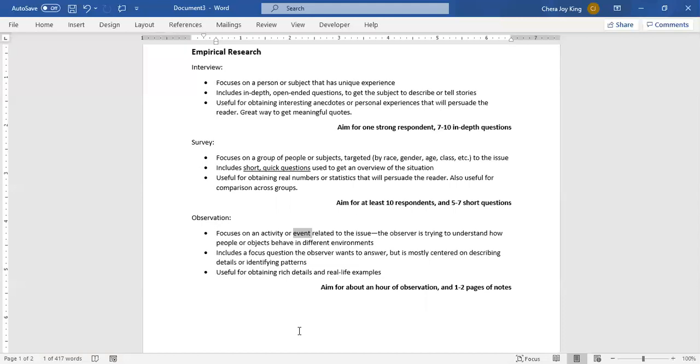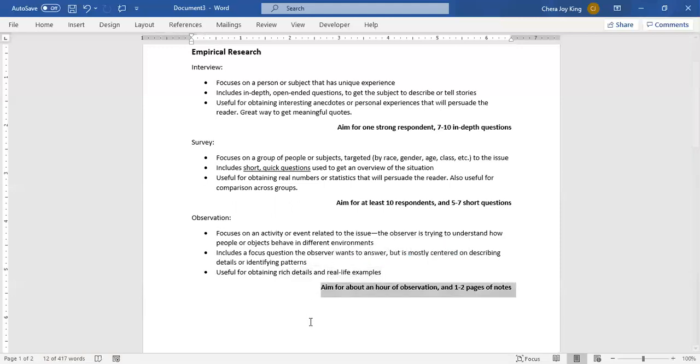It's mostly centered on describing details or identifying patterns. So as a person in the scene, you can really explore those 5 senses and talk about all of the different details. You can see something that's happening over time, and you can say, oh, maybe there's a cause and effect happening here, or maybe there's some kind of comparison happening here. This is really, really good for getting rich details because you're focusing on those sensory details and real life examples. And again, we know that those are persuasive.